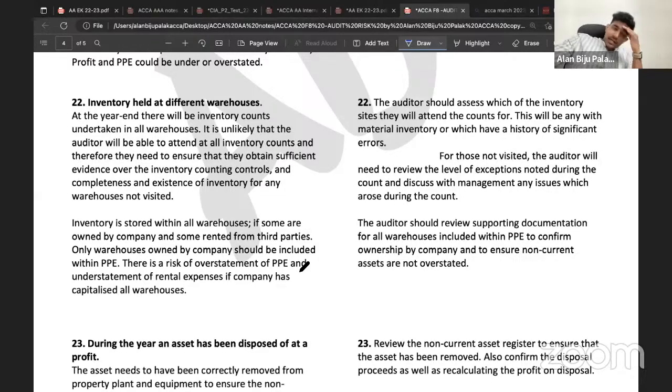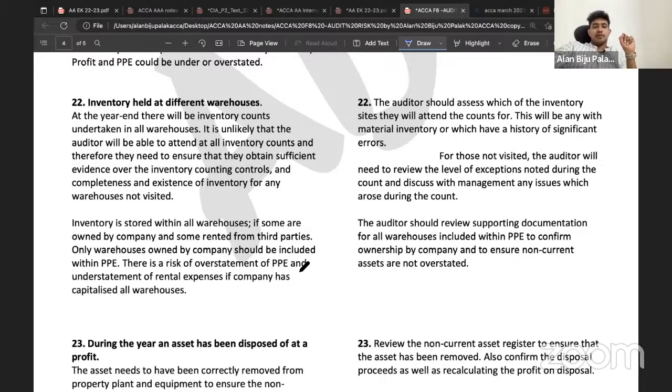Highest value inventory in the warehouse, mistakes on chance. The auditor should consider attending the inventory count at the warehouse where the company has high value inventory, or where there is any possibility of high mistakes in a specific warehouse. And for those warehouses not visited by the auditor, the auditor should discuss with management the exceptions noted and the corrections that have been taken by the management for the same area.